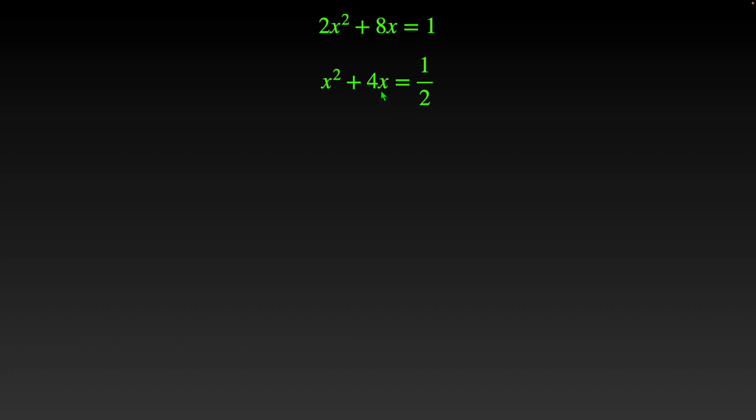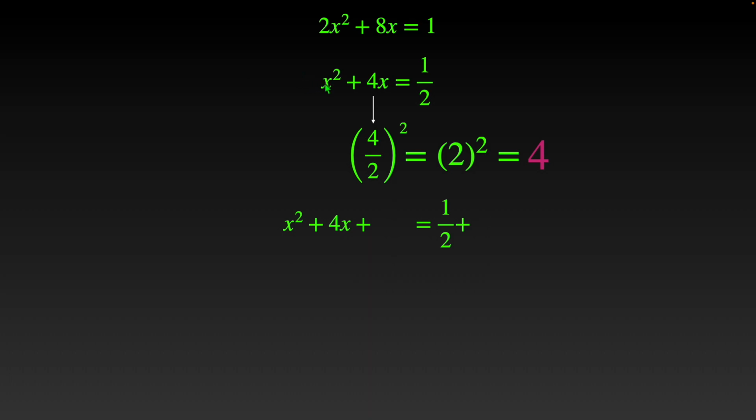Let's take the number in front of x, in this case 4. Let's divide it by 2 and square it. We always take the number in front of x. We always divide it by 2 and then square it. So we take 4, we divide it by 2 and then square it. 4 divided by 2 is 2. 2 squared is 4. Now, what are we going to do with that 4?